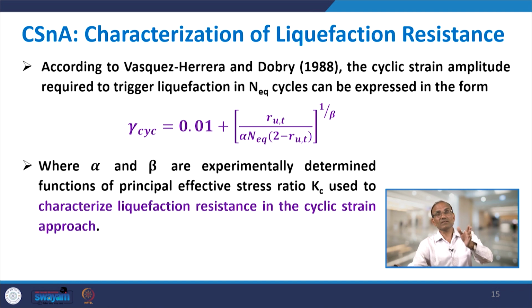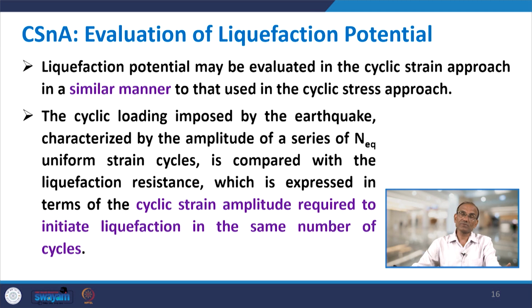Once you have characterized the earthquake loading, you have characterized the liquefaction resistance. Now, the next step is to evaluate the liquefaction potential, and this may be evaluated in the cyclic strain approach in a similar fashion as we did for the cyclic stress approach. What is done? The cyclic loading imposed by the earthquake, characterized by the amplitude of a series of NEQ uniform strain cycles, is compared with the liquefaction resistance, which is expressed in terms of the cyclic strain amplitude required to initiate liquefaction in the same number of cycles.